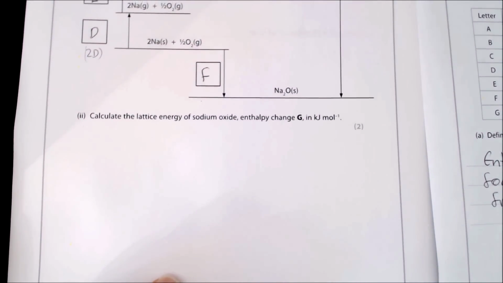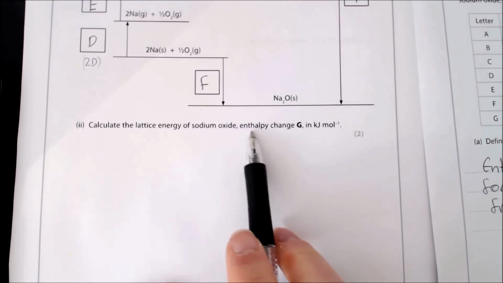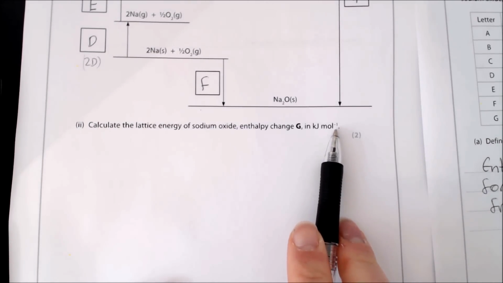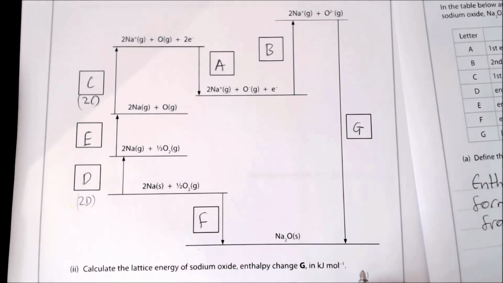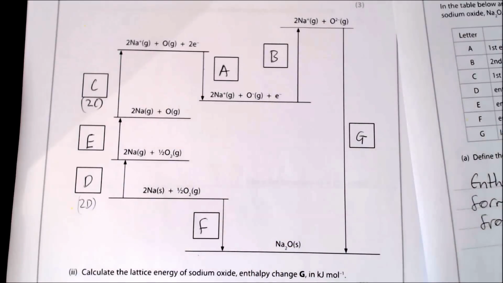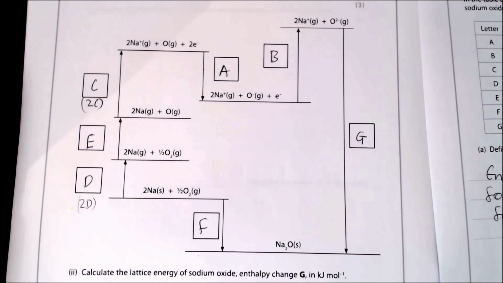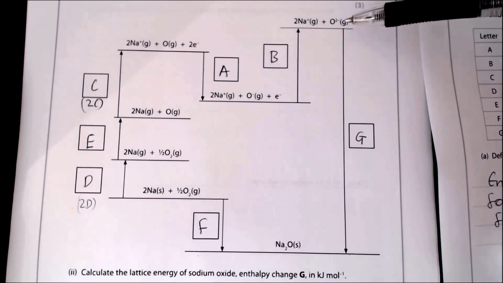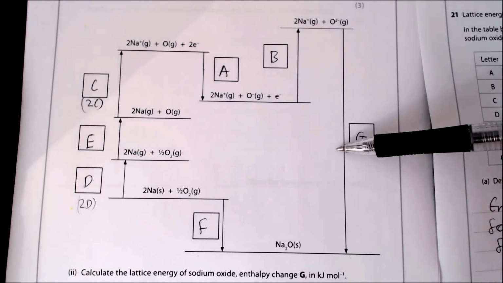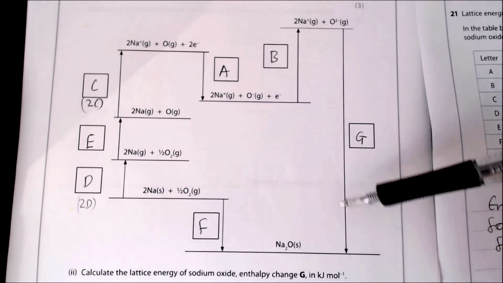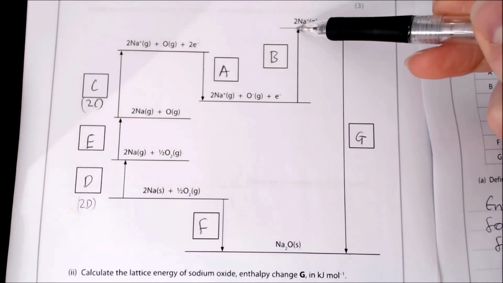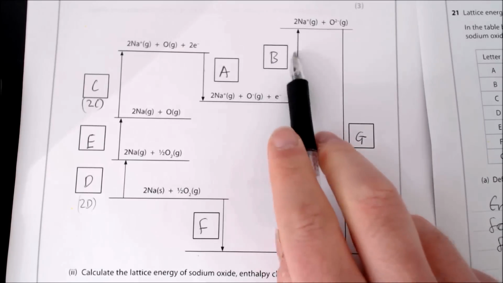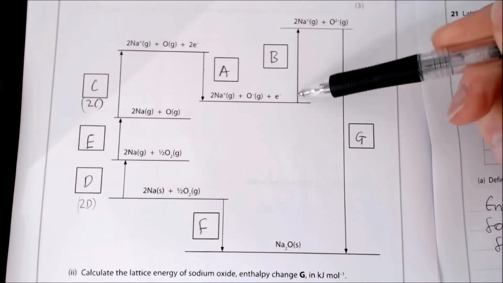Right, and the next bit says we need to calculate the lattice energy of sodium oxide, enthalpy change G in kilojoules per mole. So this is the brilliant thing where this cycle really works quite well. So we're going to do a lot of backwards and forwards here to make sure it fits in. Okay, so we want to work out this value here going down. So we need to get from here to here, but treat this as like a roadblock that we can't go down that way. So we need to take a diversion. And when we go against an arrow in a cycle, we need to change the sign of the value that represents this arrow.